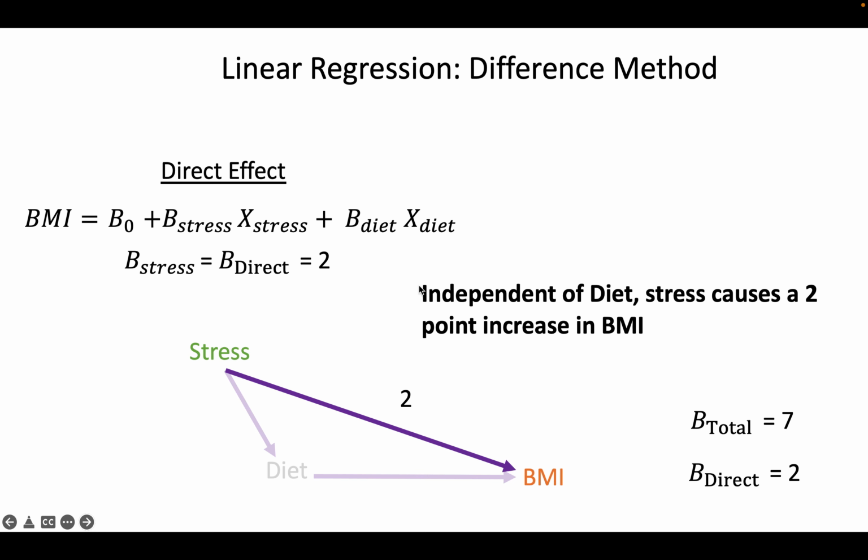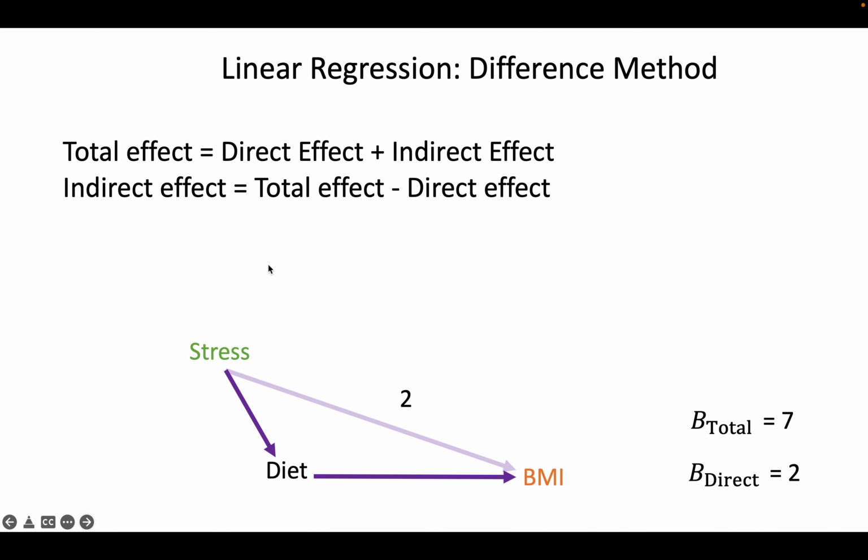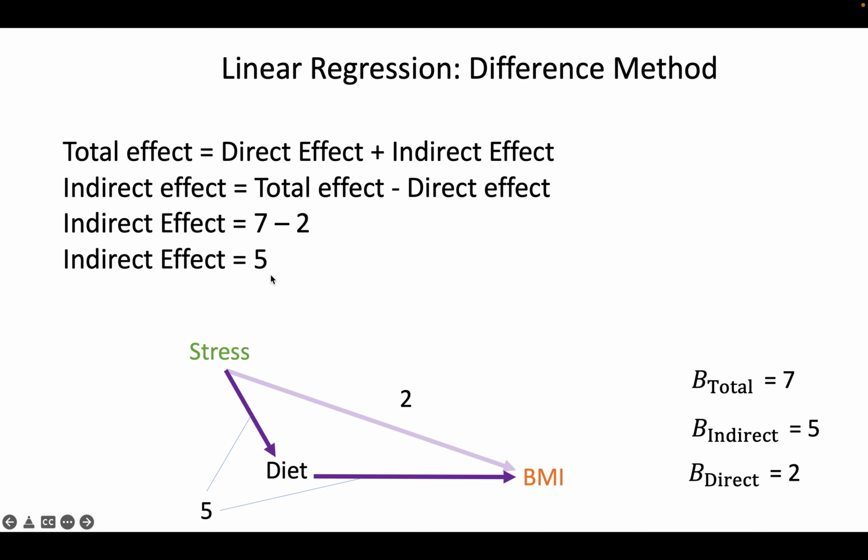And yeah, so independent of diet, stress causes a 2-point increase in BMI. So now we can find the total effect. The total effect is the direct effect plus the indirect, and we have total and direct. We can solve for indirect just by rearranging this. So total minus direct, 7 minus 2, we have an indirect effect of 5.